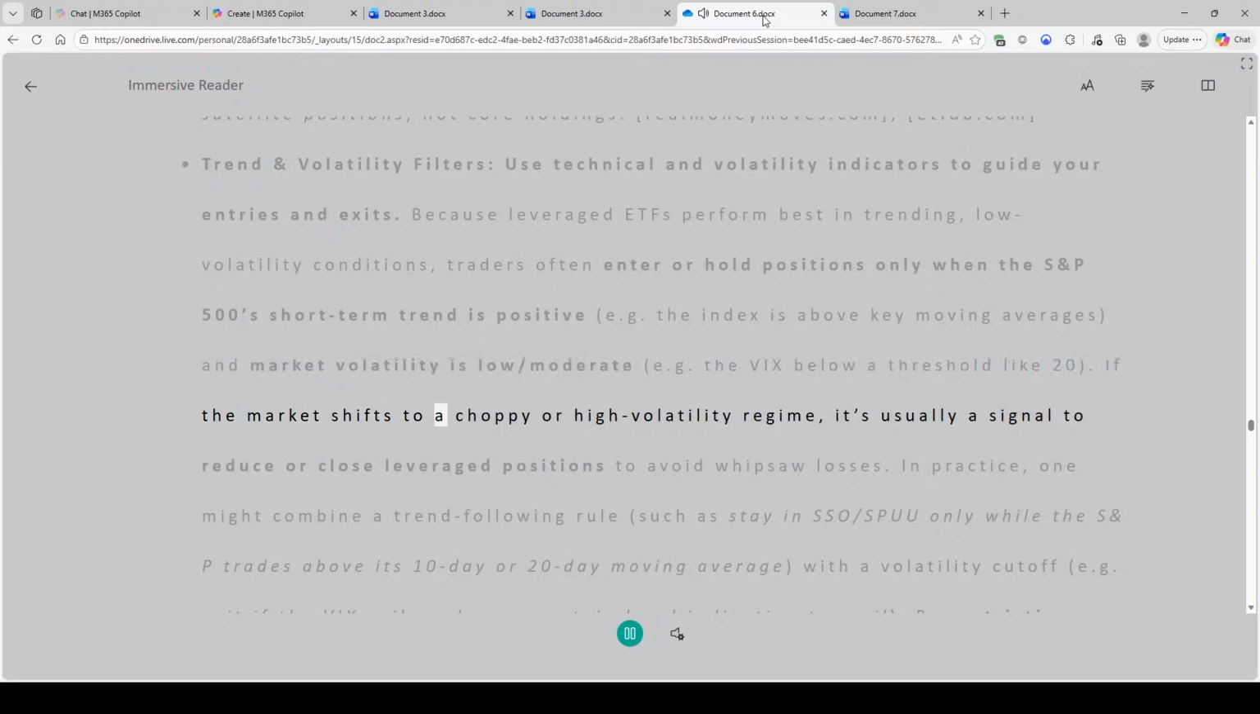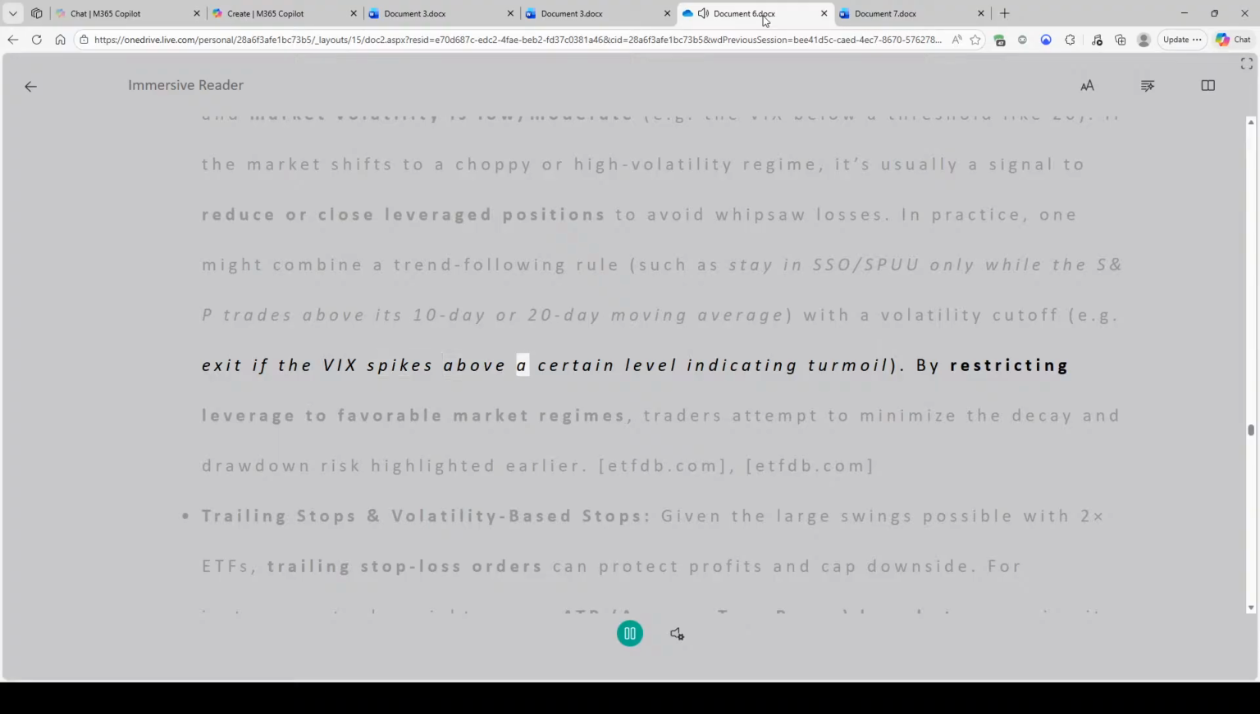If the market shifts to a choppy or high volatility regime, it's usually a signal to reduce or close leveraged positions to avoid whipsaw losses. In practice, one might combine a trend-following rule, such as stay in SSO/SPUU only while the S&P trades above its 10-day or 20-day moving average, with a volatility cutoff, e.g. exit if the VIX spikes above a certain level indicating turmoil. By restricting leverage to favorable market regimes, traders attempt to minimize the decay and drawdown risk highlighted earlier.